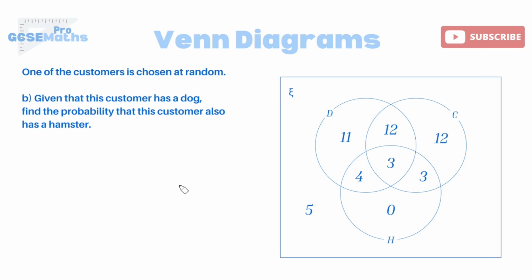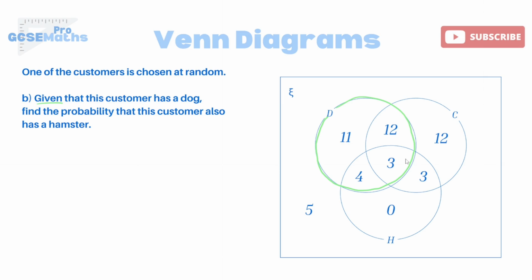Okay, so if we've picked one out of our Venn diagram, they've guaranteed that this person does have a dog. So actually we're narrowing it down now and we're just looking at this dog bubble here. So it's no longer the whole 50. They've said given that they have a dog. So they already have a dog. So I've picked technically one of the people out of this dog bubble. Find the probability that this customer also has a hamster.